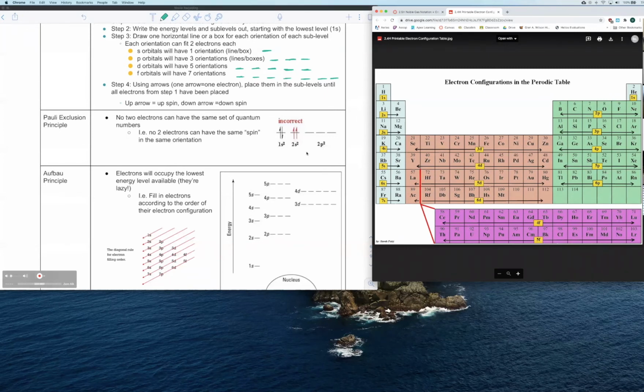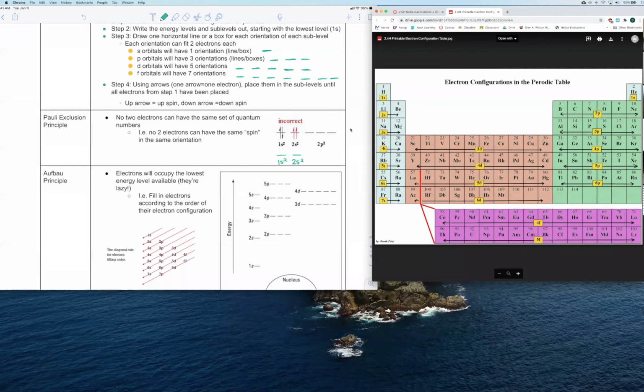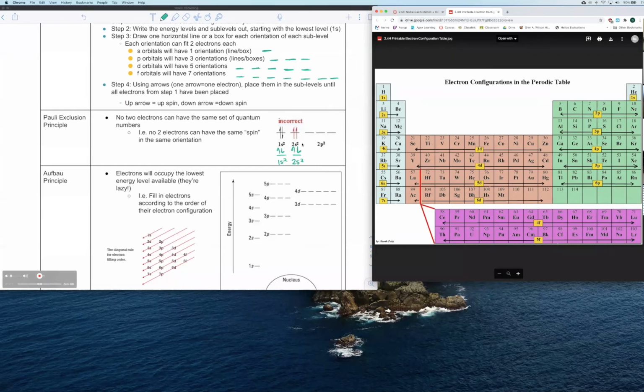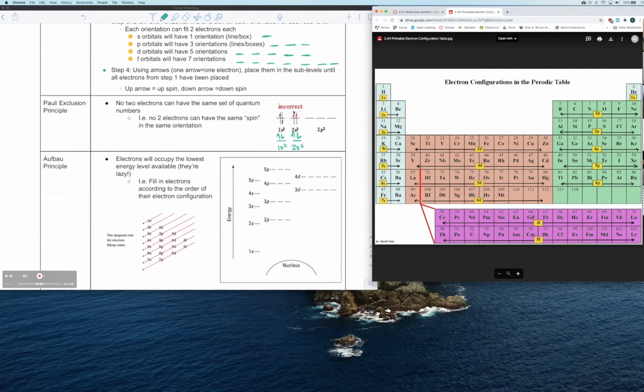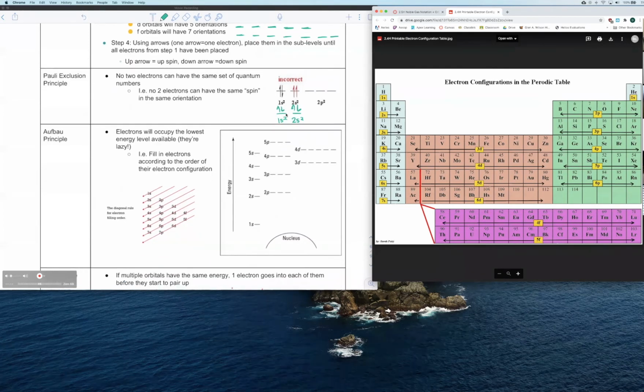So this would be the incorrect way to write the orbital diagram, because here you have 2 electrons that are both spinning upward. The correct way would have been if you have 1 electron spinning up and then the other electron spinning downward, or pointing downward. Okay, so electrons with opposite spins will always have to pair up. You can't have 2 in the same spin pairing up together.